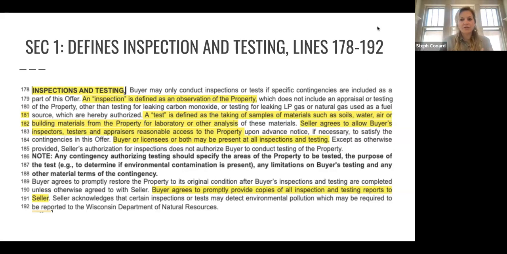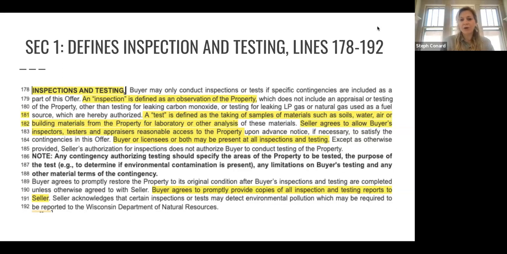Line 182: seller agrees to allow buyer's inspectors, testers, and appraisers reasonable access to the property. Again, this is great to point to for a seller who may have objections to allowing an inspector or an appraiser into the property. It's spelled out that we can point to this and say, by accepting this offer, Mr. Seller, you have allowed access to the buyer's inspectors. We have had pushback on that. So again, it's nice that it's all right here for everybody.